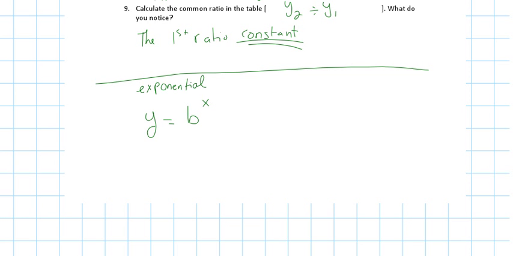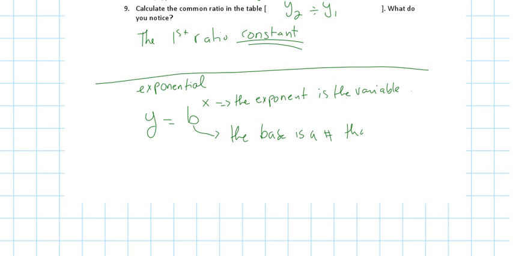We call it exponential because the exponent is the variable. And your base is a number, it's a value that is equal to the ratio. So how can you tell it's an exponential function? If your exponent is a letter. If your exponent is a letter, we say it's an exponential function.